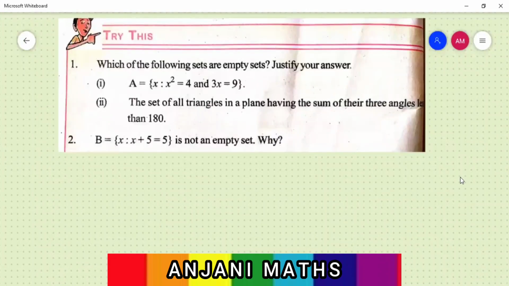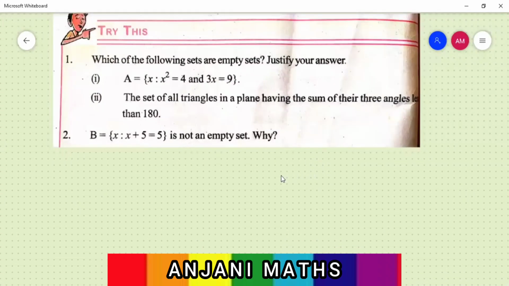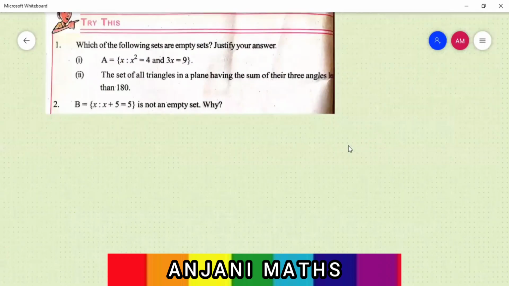Which of the following sets are empty sets? Justify your answer. Concentrate more on these problems, ma'am. This type is very important. Don't get confused. Whenever a problem is given, you first read it, you first analyze it. Don't be in a hurry in giving a solution to the problem. Okay, so try this first one.